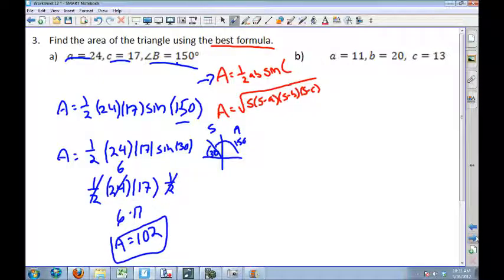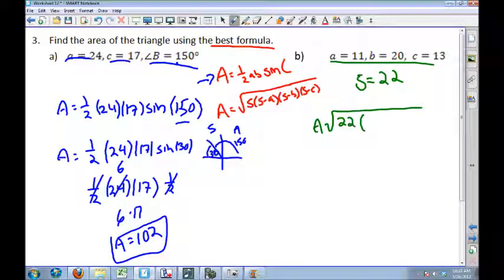For the second one, I have all three sides, so I can find the perimeter first, which is 11 plus 20 plus 13 is, let's see, 24, 44. 44 over 2 is 22, so that's half my perimeter. Then the area is the square root of that number, 22, times 22 minus 11, which is 11, times 22 minus 20, which is 2, times 22 minus 13, which is 9.